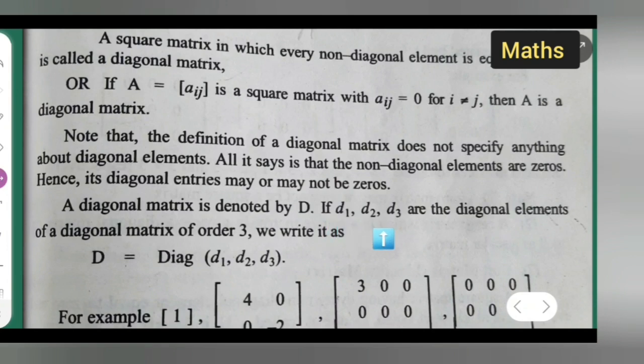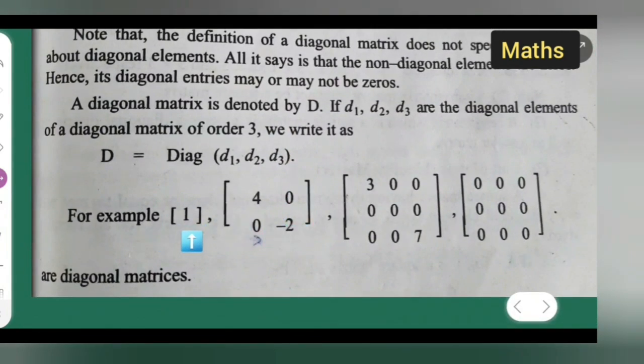If d1, d2, d3 are the diagonal elements of a diagonal matrix of order 3, we write it as D equal to diag(d1, d2, d3). For example, you can take down 1, 0, 0, 4, and 0, 0, minus 2. These are the examples. Also 3, 0, 0, 0, 0, 0, 0, 0, 7. This is a 3 into 3 matrix, this is a 2 into 2 matrix, and in this all zeros are there.